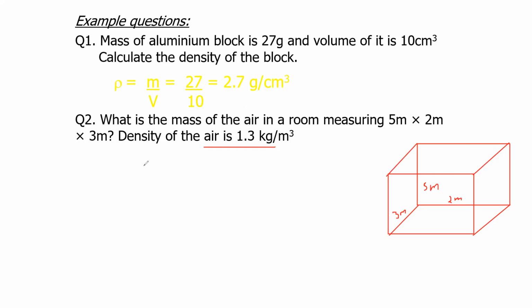If I need mass, mass is density multiplied by volume. So first I will get the volume. How to get the volume? Length into width into height. So 5 multiplied by 2 is 10. 10 multiplied by 3 will be equal to 30 meter cube. So volume is 30 meter cube and the density is 1.3. So 1.3 multiplied by 30, what will I get? I will get 39 kg. Is it clear?